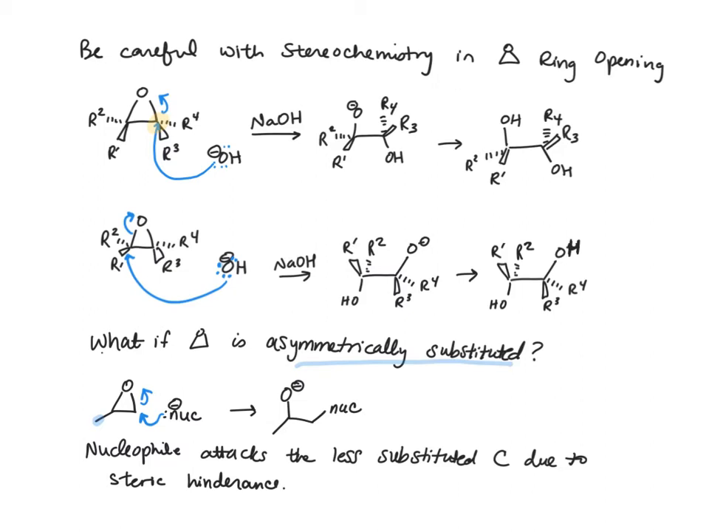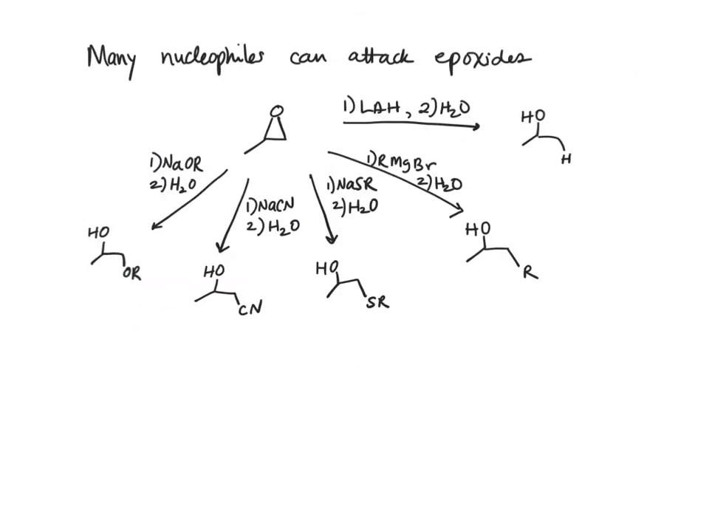The reason that it attacks the less substituted carbon is due to steric hindrance. You would expect this to be the case for an SN2 reaction. Many nucleophiles can attack epoxides. We have alkoxides, cyanide, the deprotonated thiols, Grignard reagents, lithium aluminum hydride are just some of the nucleophiles that can attack epoxides. And these are all under basic conditions.